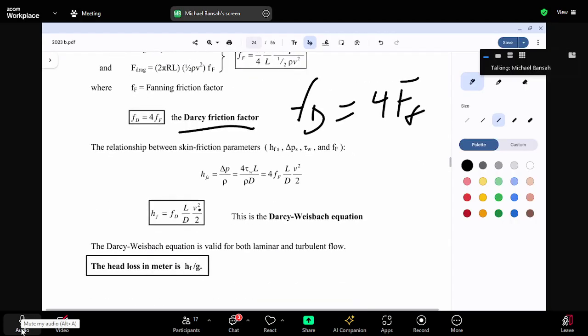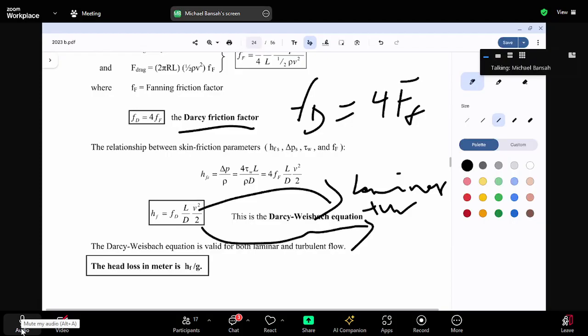Now there is another formula for HF. This is for both laminar and turbulent situations. So whenever you have a turbulent situation, you use this formula. Okay? You use that formula. Now note very well that in this formula, there is a certain term called FD. That is the Darcy friction factor.